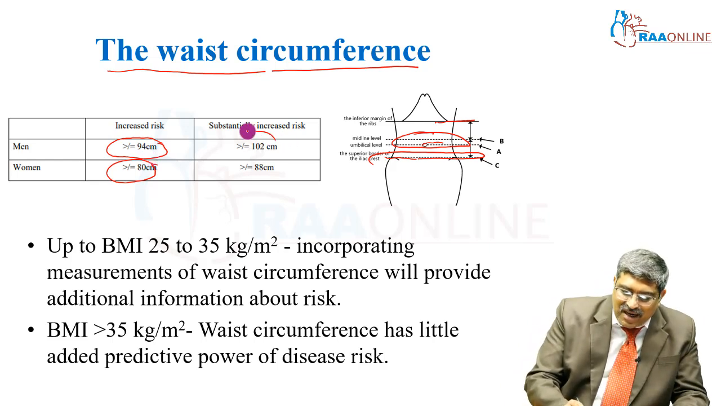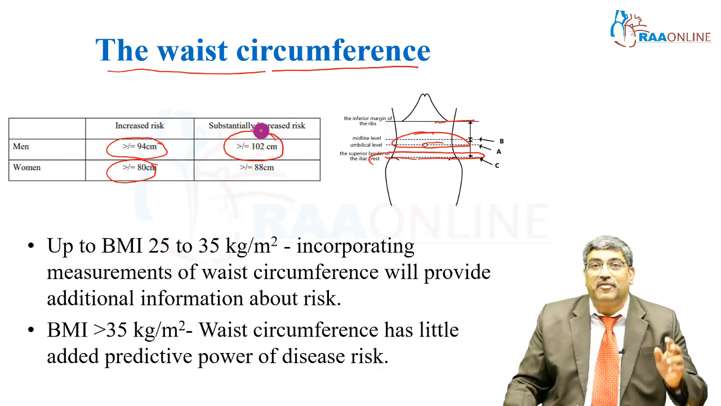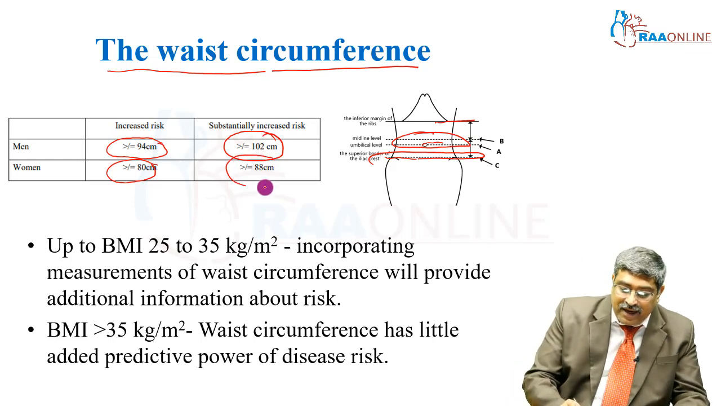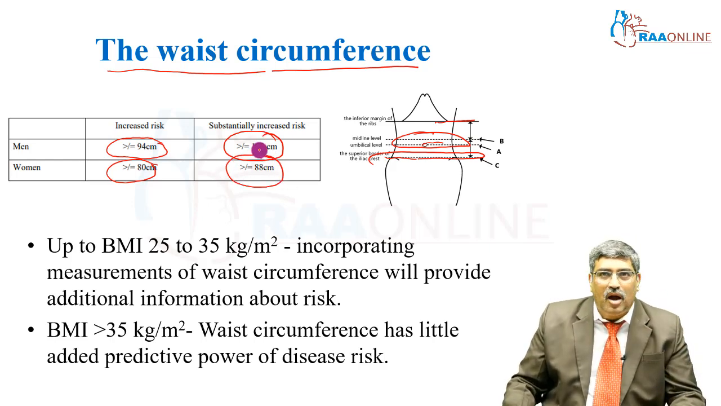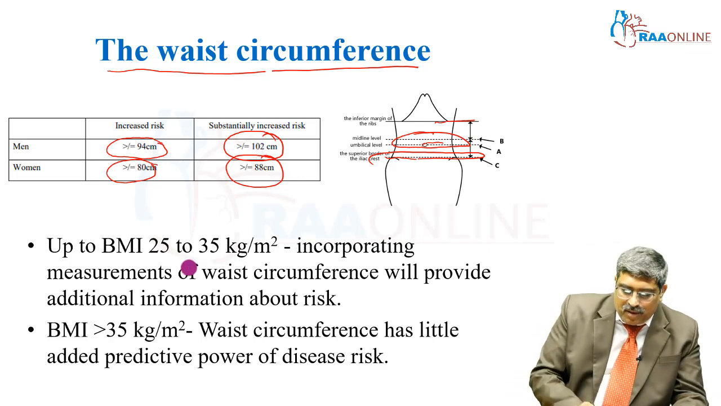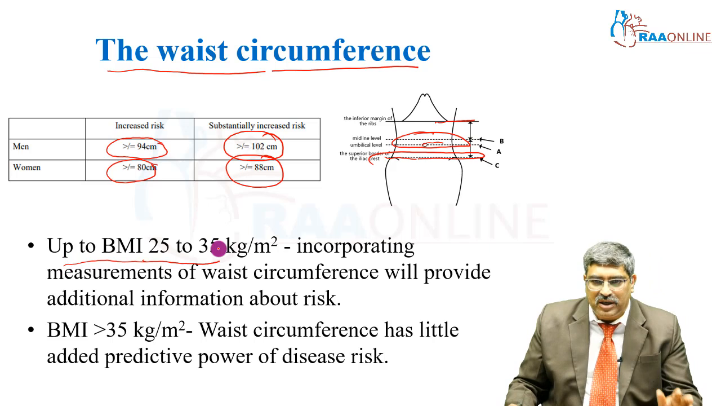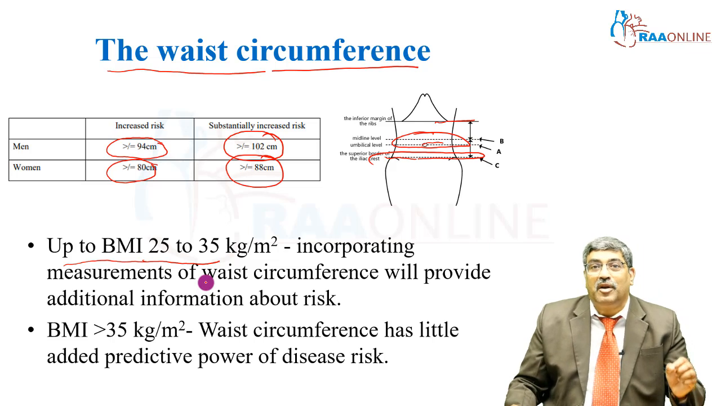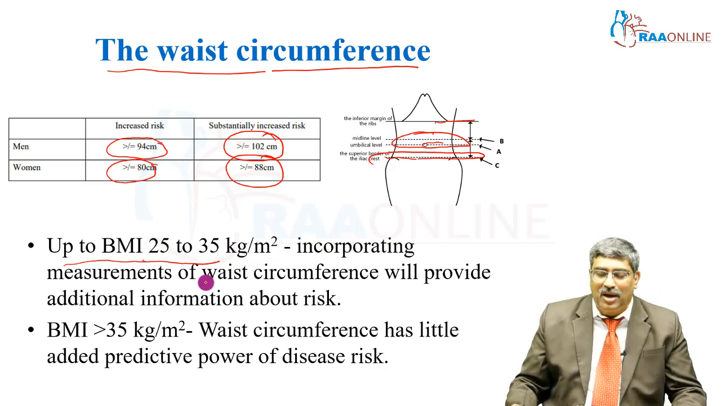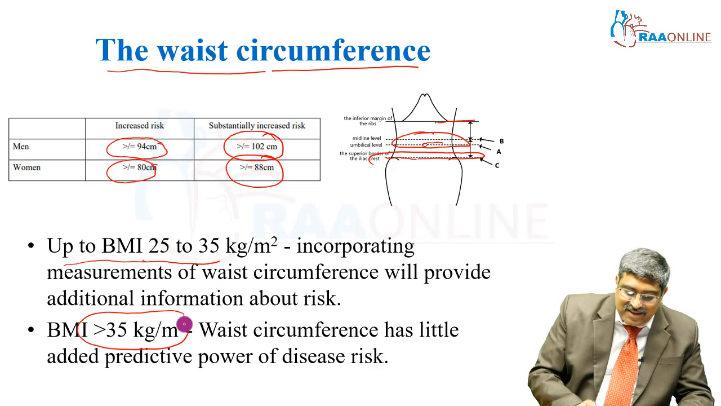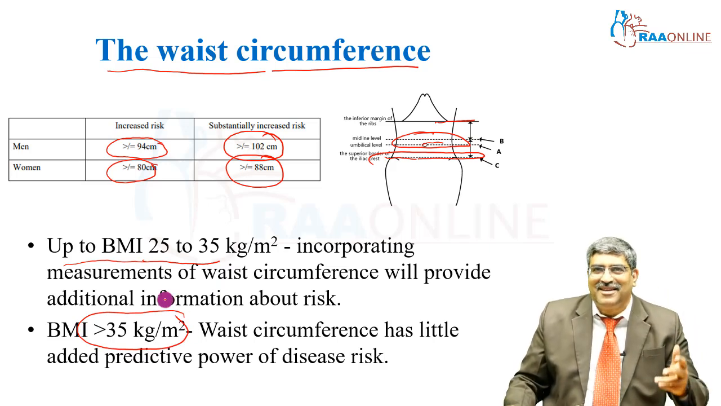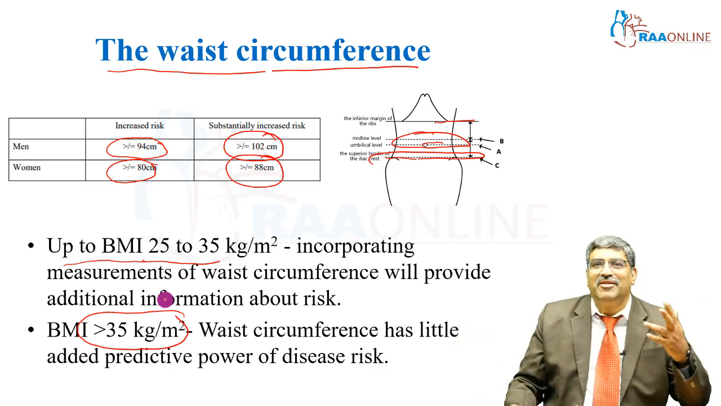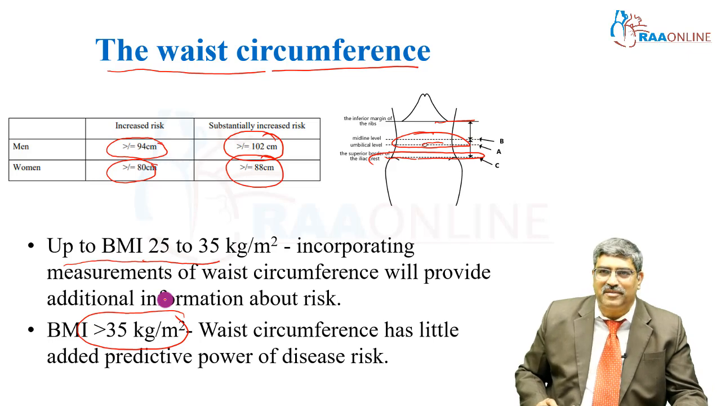The risk is substantially increased when the waist circumference is greater than 102 centimeters in men and greater than 88 centimeters in women. Up to body mass index between 25 to 35, incorporating waist circumference will provide additional information. But if your body mass index is greater than 35, the patient is already morbidly obese. Here, the waist circumference cannot give any additional information.